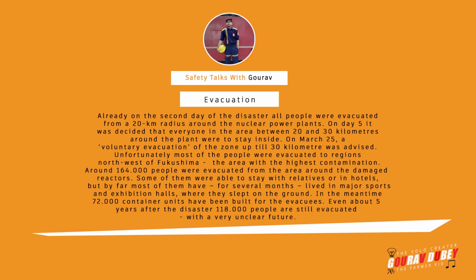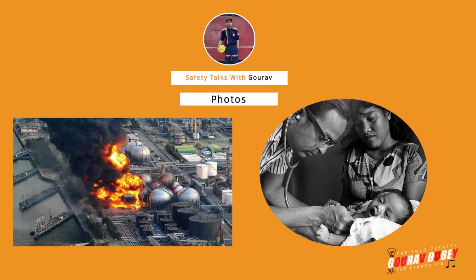Now we move on to the next topic, that is evacuation. Already on the second day of the disaster, all people were evacuated from a 20-kilometer radius around the nuclear power plants. On day 5, it was decided that everyone in the area between 20 and 30 kilometers around the plant was to stay inside. On March 25, a voluntary evacuation of the zone up to 30 kilometers was advised. Unfortunately, most of the people were evacuated to regions northwest of Fukushima, the area with the highest contamination.